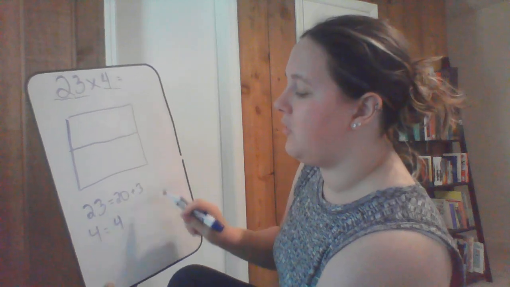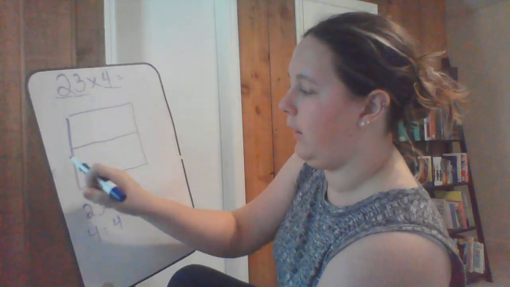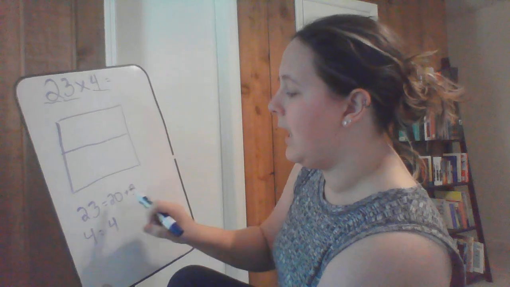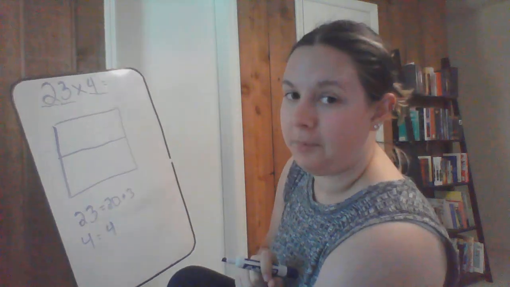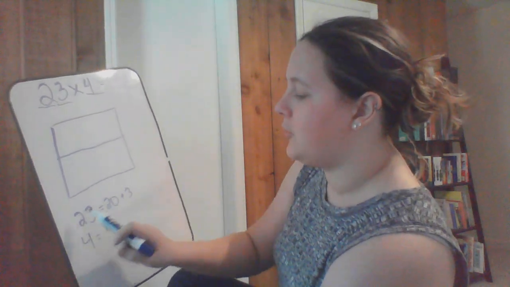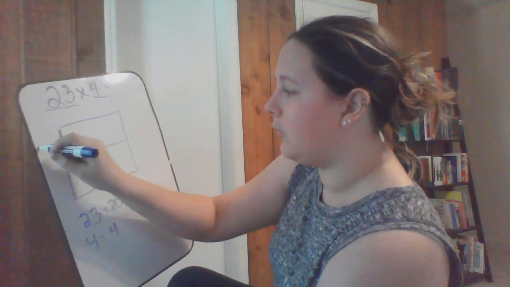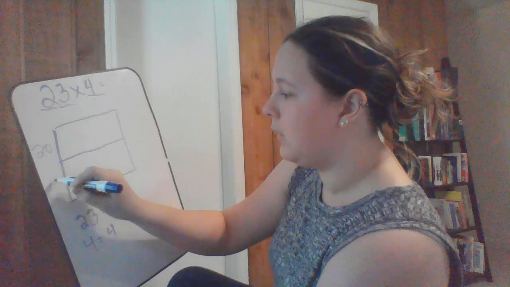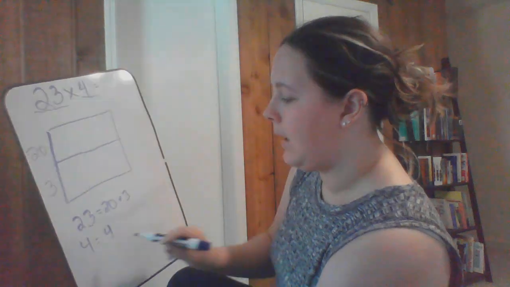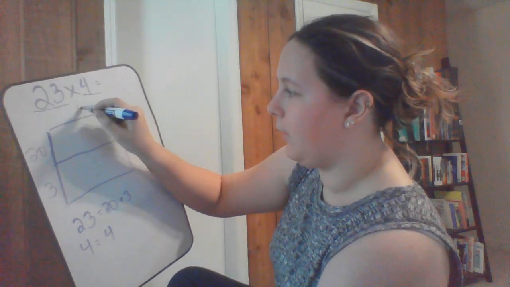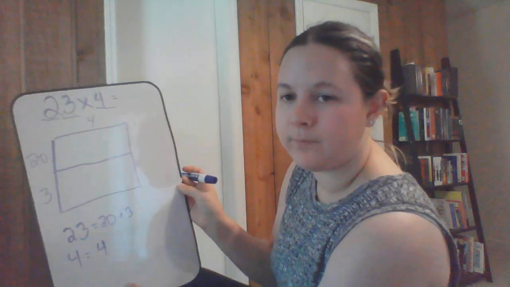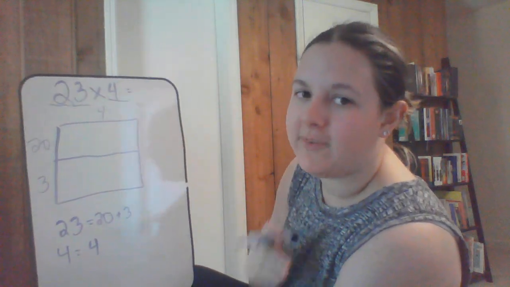Now that we've broken this into expanded form, if you notice, we have 1, 2, 3 places to label, and we have 1, 2, 3 different pieces. So because 23, we divided this side into 2 pieces for that. We would put 20 and 3. And then our 4 goes on the side we only divided into 1 piece. So now we have our problem set up.